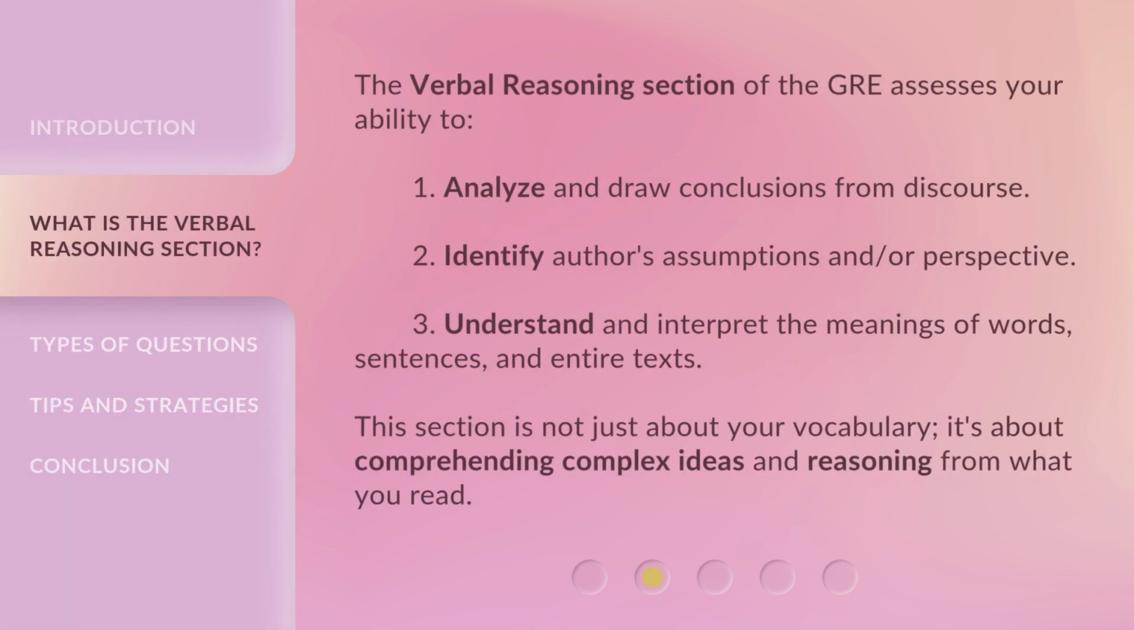The verbal reasoning section of the GRE assesses your ability to: 1. Analyze and draw conclusions from discourse. 2. Identify author's assumptions and/or perspective. 3. Understand and interpret the meanings of words, sentences, and entire texts. This section is not just about your vocabulary. It's about comprehending complex ideas and reasoning from what you read.